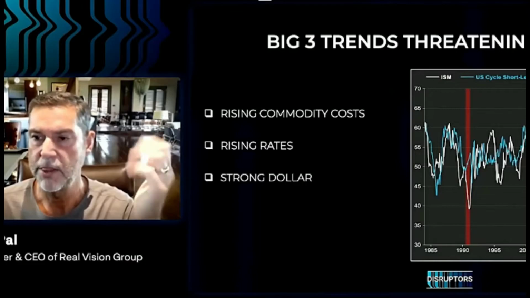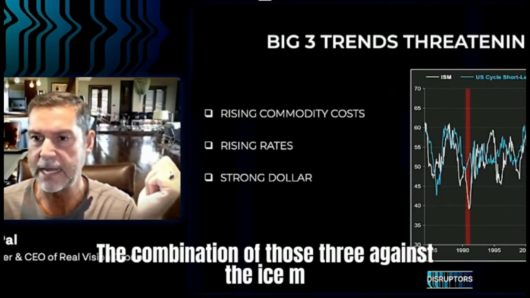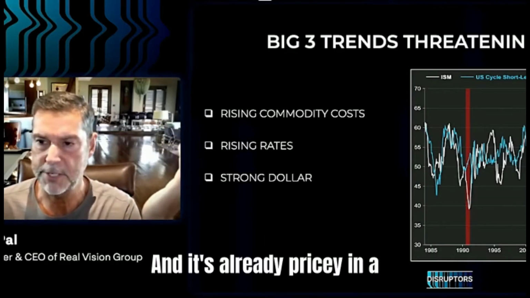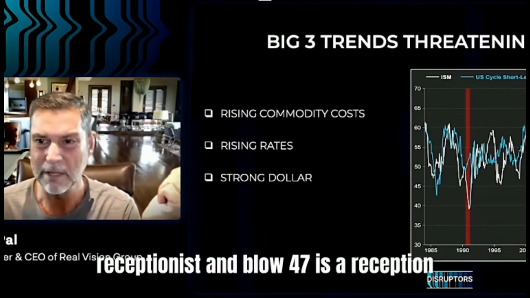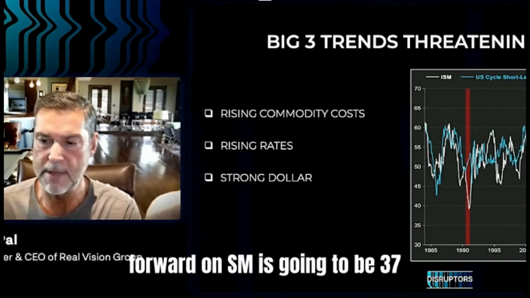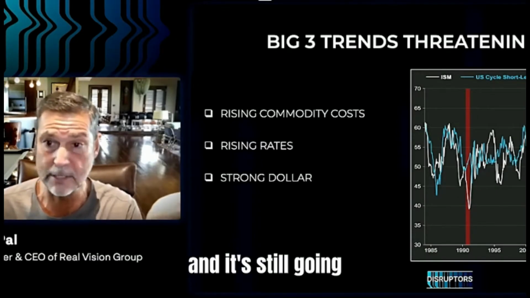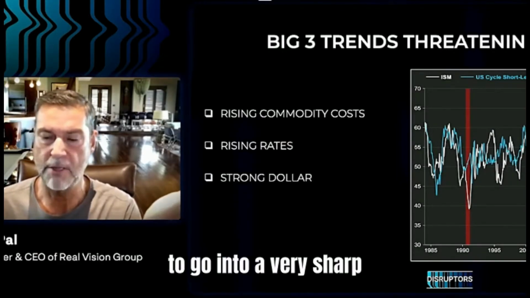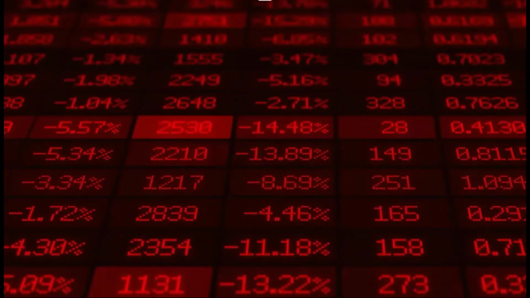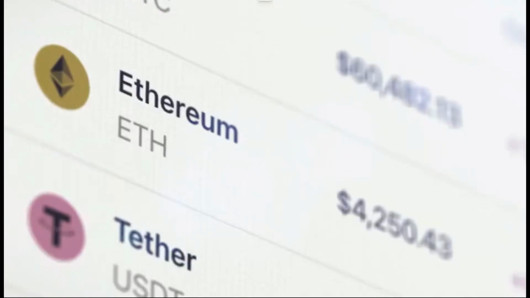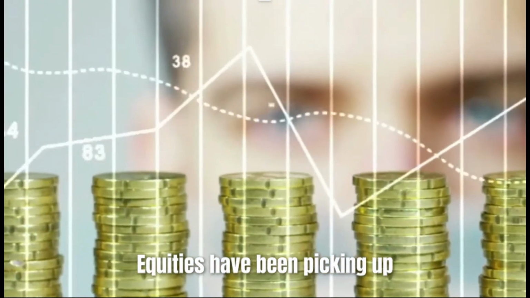So here is a combination of those three against the ISM, and it's already pricing in a recession. ISM below 47 is a recession. It's saying the 9-month forward ISM is going to be 37, and it's still going. So it kind of feels that we're going to go into a very sharp, urgent recession, and that's what the markets are picking up. That's what crypto's picking up. That's what equities have been picking up.